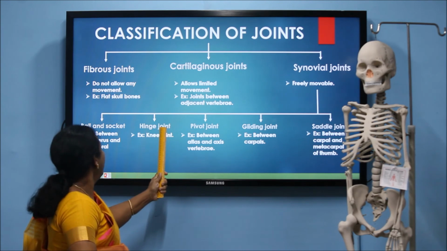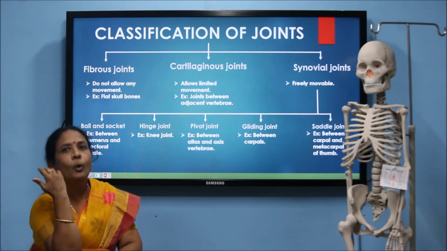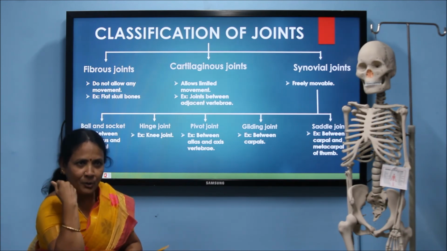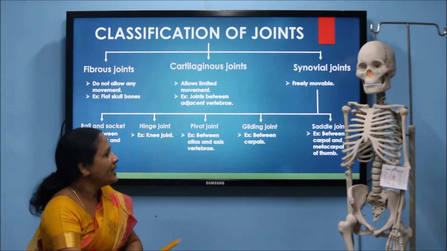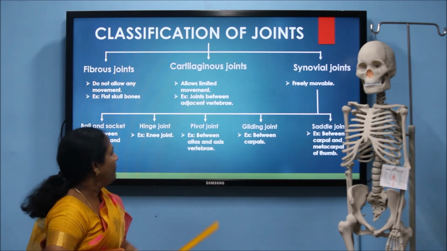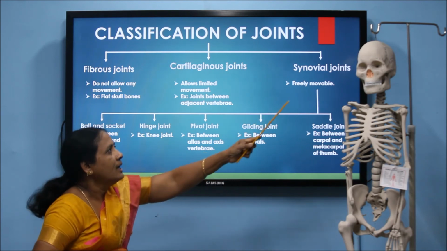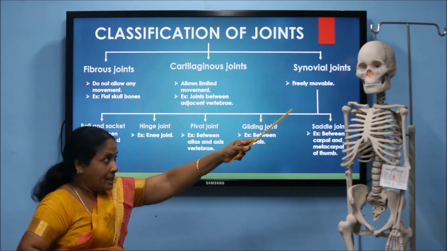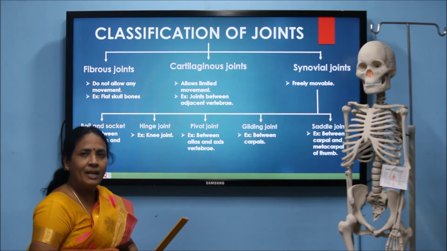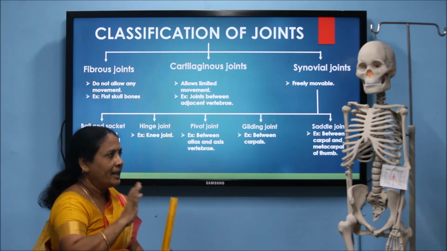Then the next one is the hinge joint, that is the knee joint or the elbow joint. It acts like a door. One side only we can move, the other side we cannot bend. So it is said to be the hinge joint, like a door. Then the pivot joint between the atlas and axis vertebrae, attached at the basal portion of the skull and the first vertebra of the vertebral column. We can move slightly left to right, right to left.